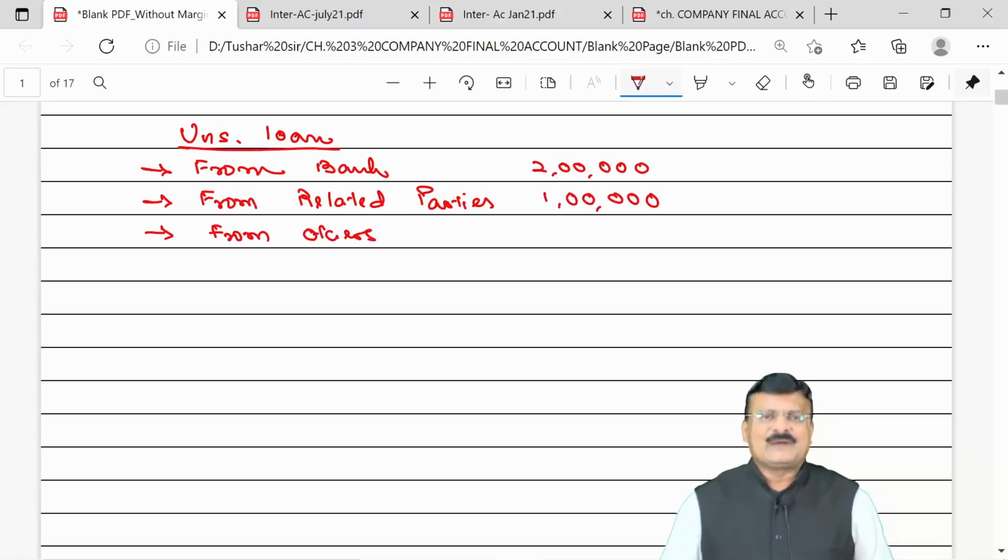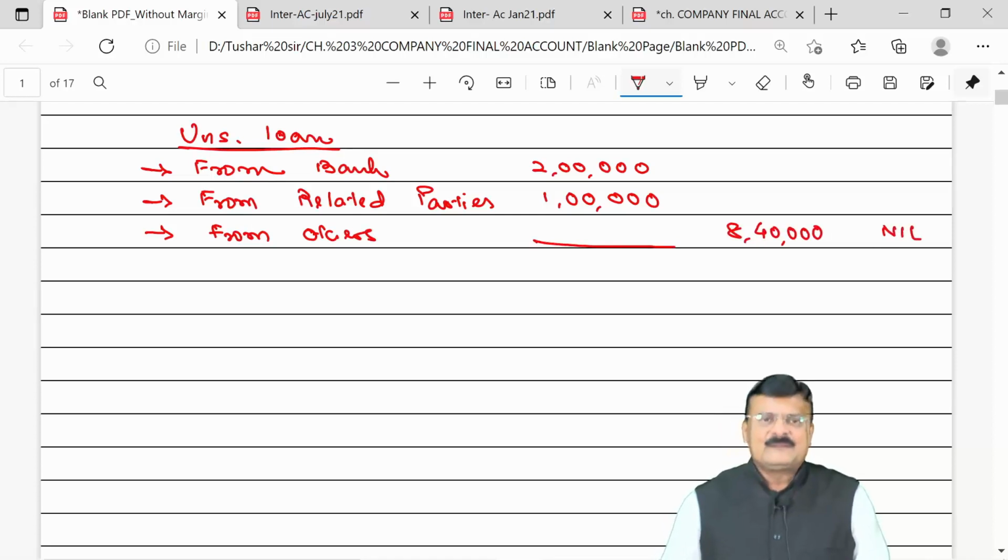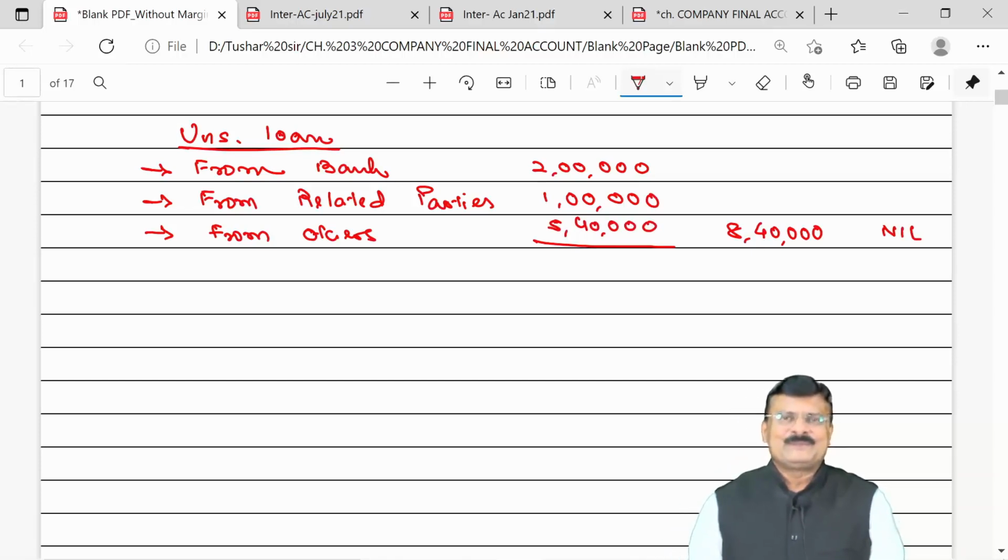Come on, look into the trial balance. What is your total unsecured loan in the trial balance? It is 840. So the current year amount column will be 840. Previous year column is nil. And how much will be others? You can easily find, 2 plus 1, 3 lakh. This is 540 from others to make the total 8,40,000. So this is the way you can show the disclosure, additional information. Right, students?